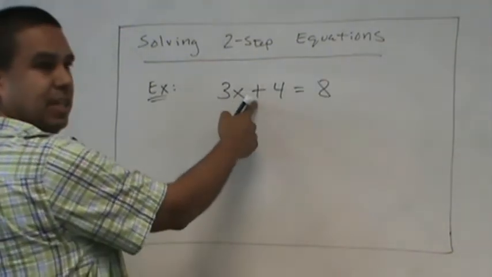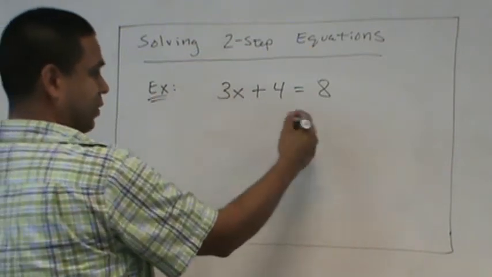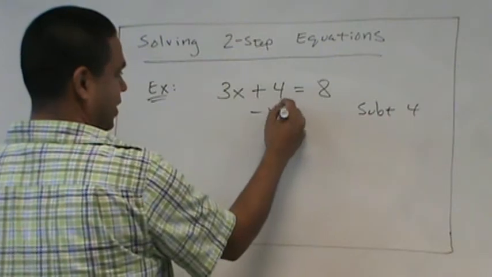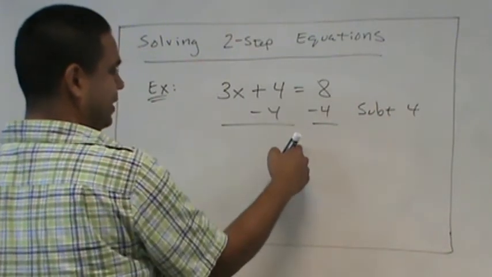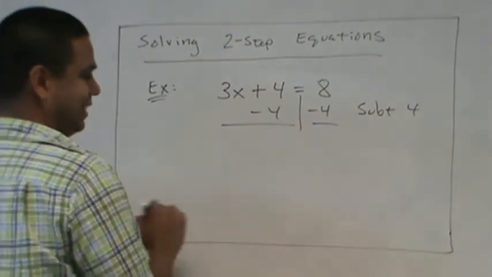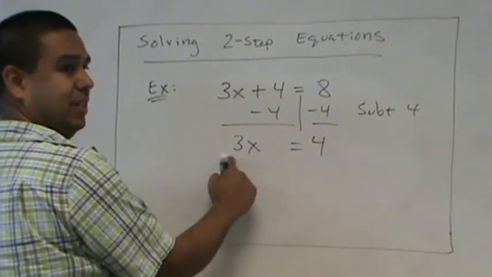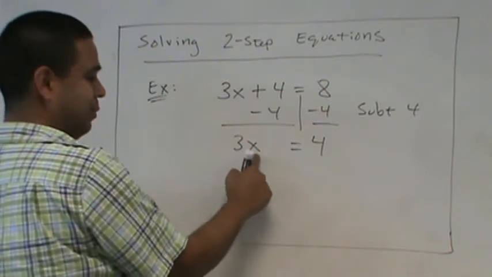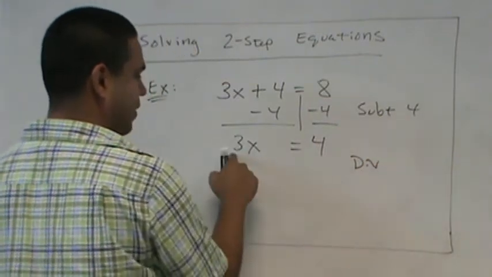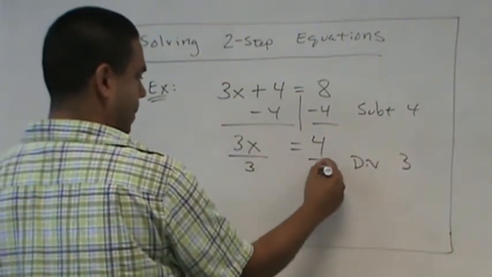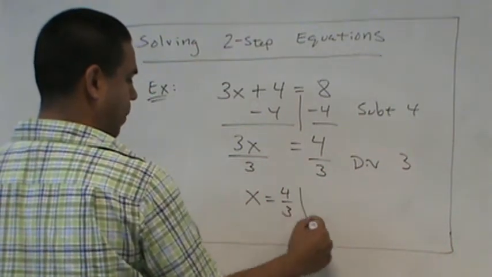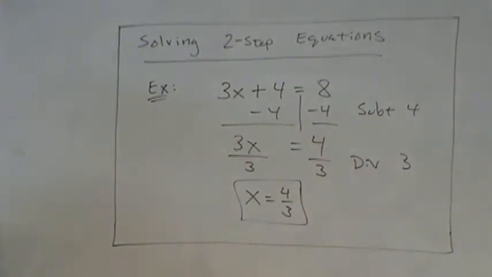Let's check. This is addition. What's the inverse of addition? So we're going to subtract 4 on both sides of that equal sign. Some of you like doing this. That's fine. So we have 3x equals 4. And 3x is multiplication. So this is 3 times x, so the inverse of multiplication is division. So I'm going to divide by 3. So x equals 4 over 3. All right. Are we good? I'll give you a second to copy that down. If you have any questions, now's the time to ask. No questions?